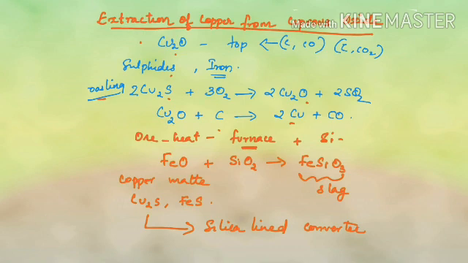The copper which we get from the reverberatory furnace, we call it copper matte, because it contains copper sulfide and ferrous sulfide also. So a series of reactions will take place over here. One by one we can check which reactions are taking place over here. So one by one we can look at the reactions.